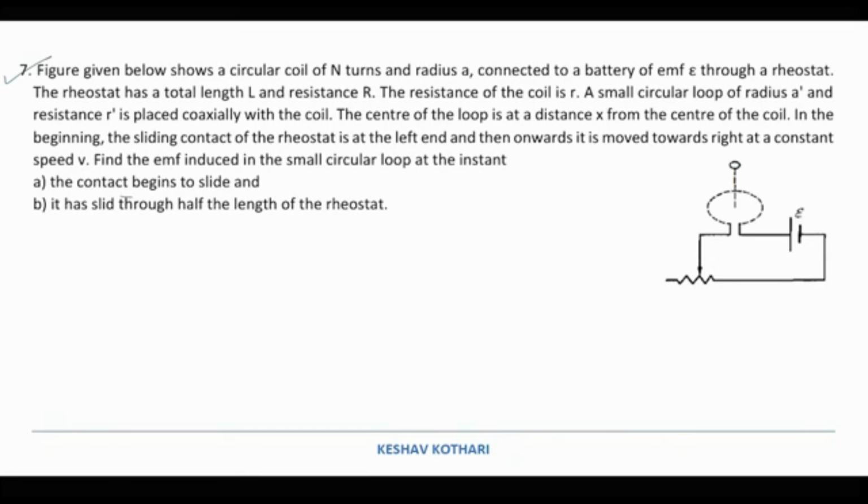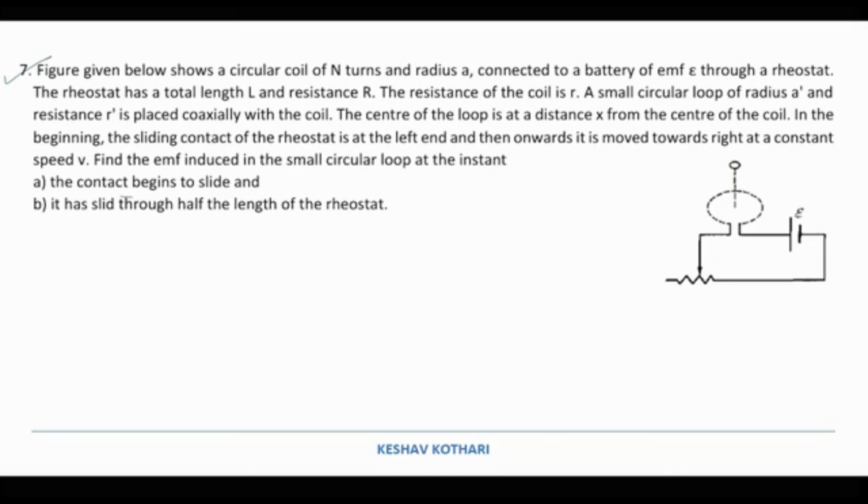The figure given below shows a circular coil of n turns and radius a connected to a battery of EMF E through a rheostat. The rheostat has a total length L and a resistance capital R. The resistance of the coil is small r. A small circular loop of radius a dash and resistance r dash is placed coaxially with the coil.